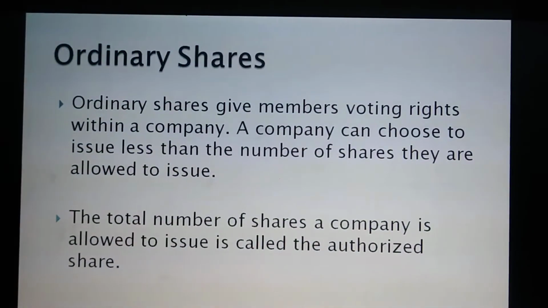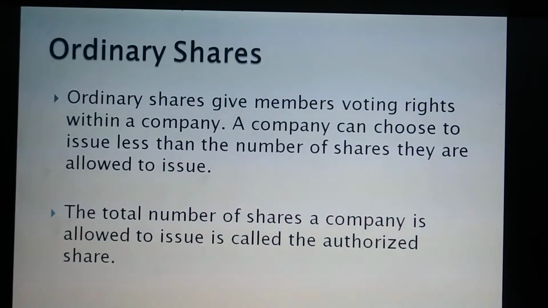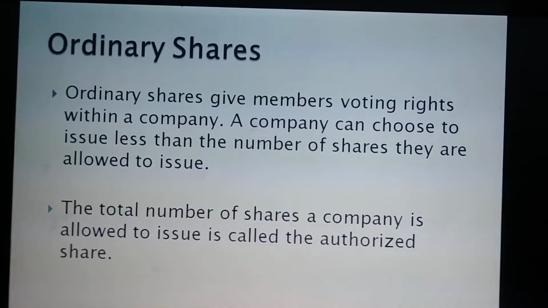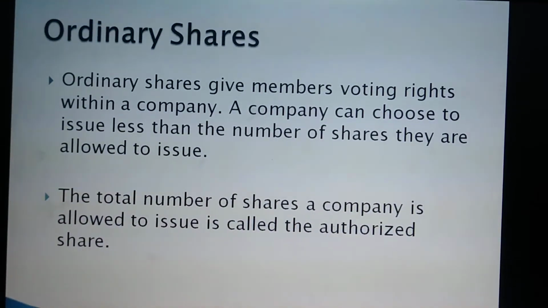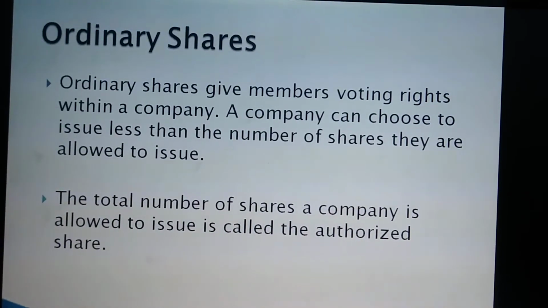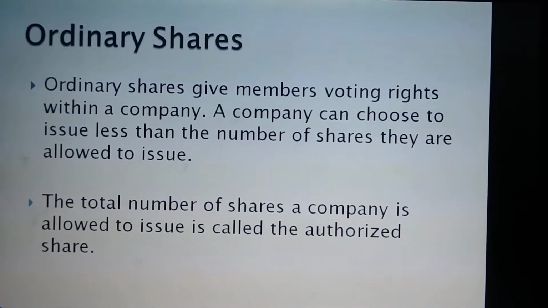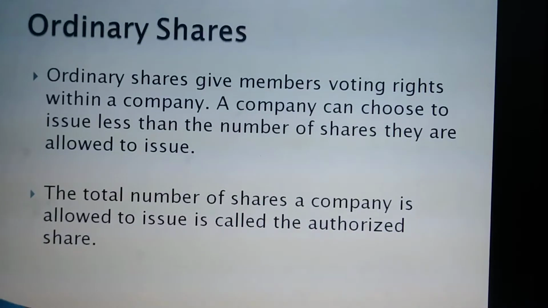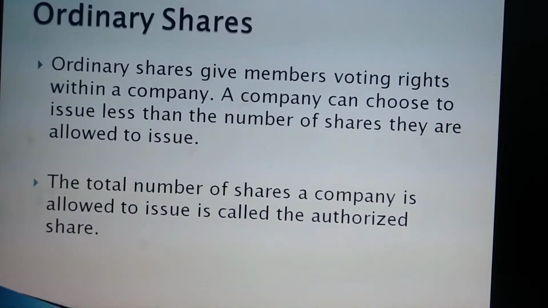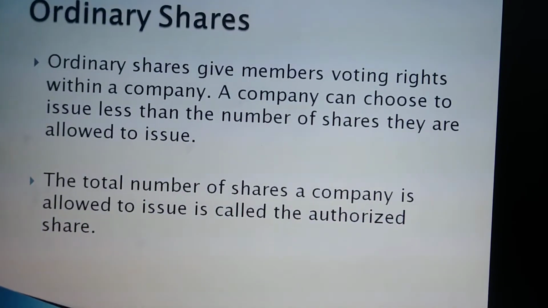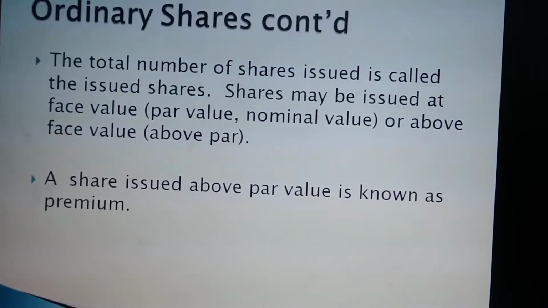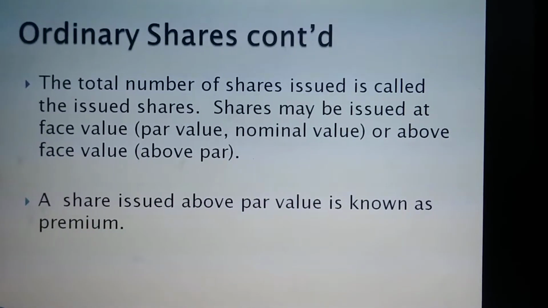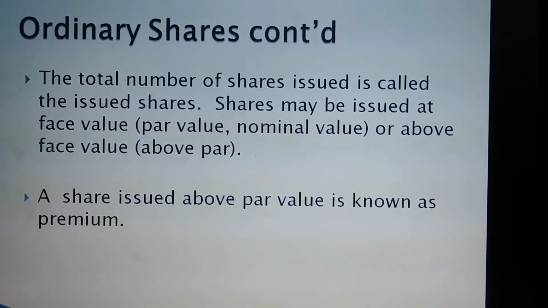Now, just to do a little recap, we have started this topic before. What is ordinary shares? Can you recall? Sure. Ordinary shares give members voting rights within a company. A company can choose to issue less than the number of shares they are allowed to issue. The total number of shares a company is allowed to issue is called the authorized share. Do you remember? The total number of shares issued is therefore called the issued shares.